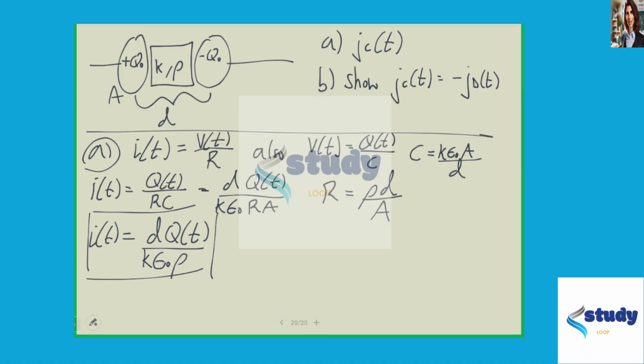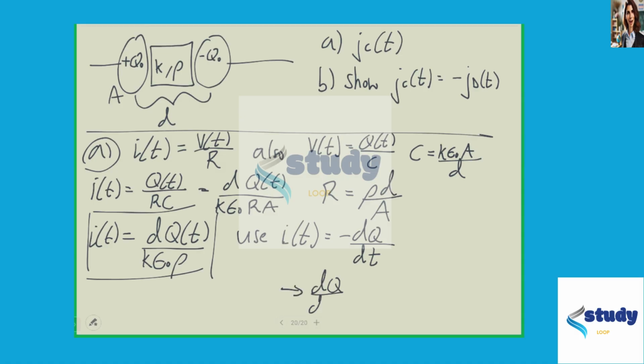Now we can create a differential equation by using the fact that the rate of change of charge is current. So the definition of current is the rate of change of charge, but in this case, it's actually going to be minus dQ/dt. So it's negative because essentially the charge is decreasing. So that's why we have to put this negative sign in there.